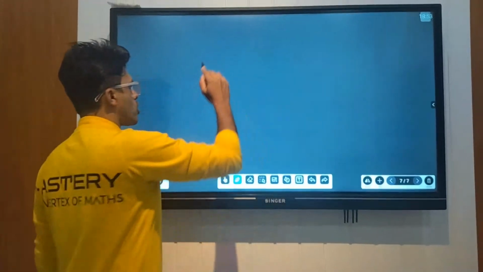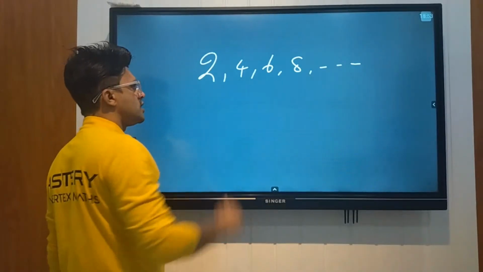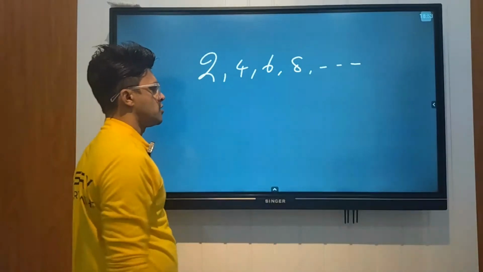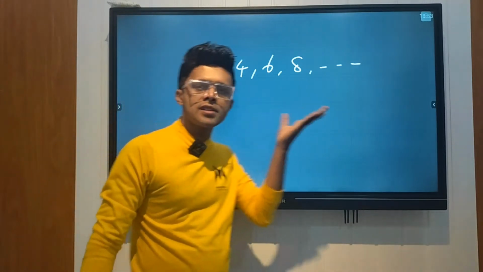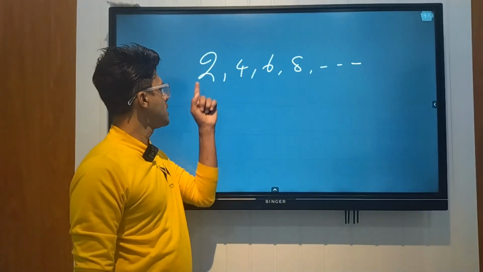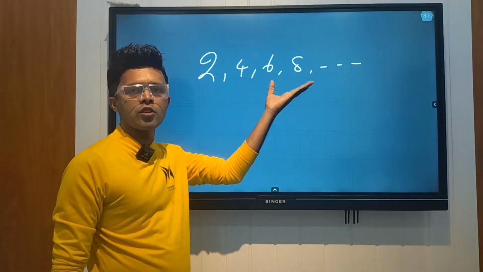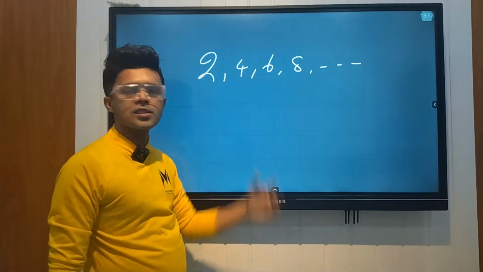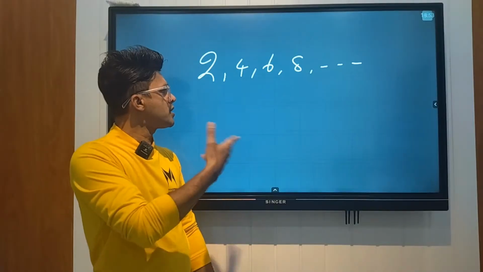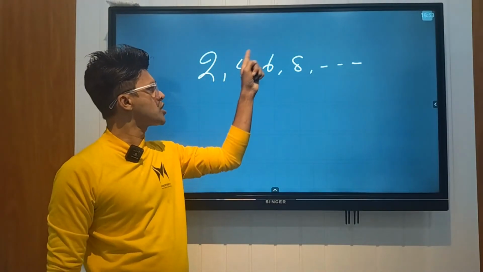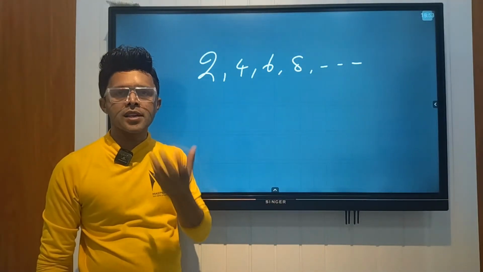So now I have taught you that in 2, 4, 6, 8, and so on, these are the first term, second term, third term, fourth term, and so on. These values we identify as terms. Here is a number pattern. You could see a relation here: 2 plus 2 is 4, 4 plus 2 is 6, 6 plus 2 is 8, and so on.